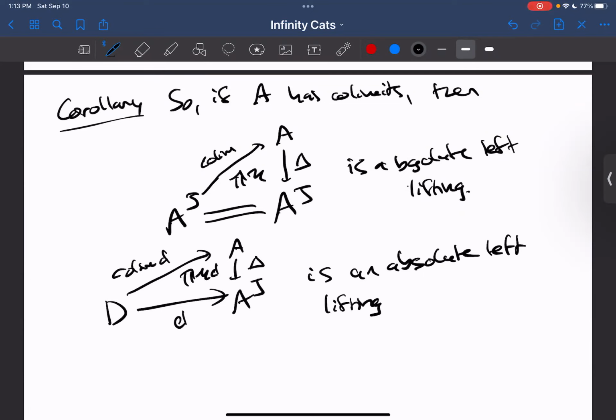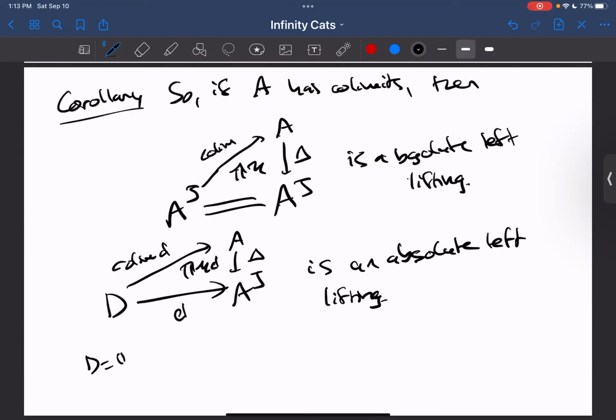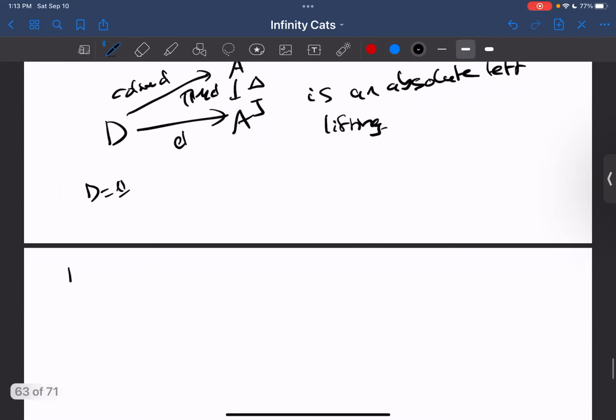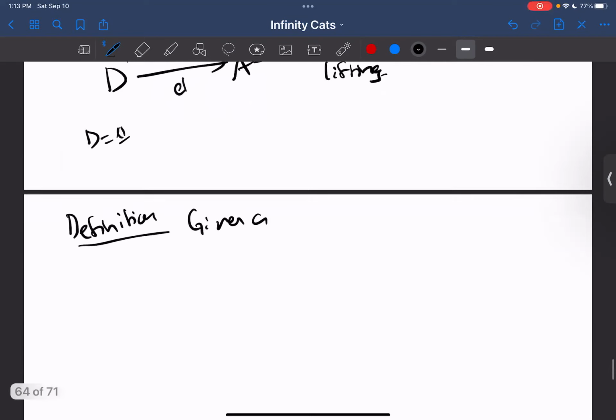In particular, if you're just picking out one diagram, so you just have D equal to 1, then this is how you would pick out the colimit of a particular diagram that you're thinking of. So this motivates the following definition. Given a generalized element in the category of J-shaped diagrams, so some functor from D to this cotensor here, or internal hom, A to the J.